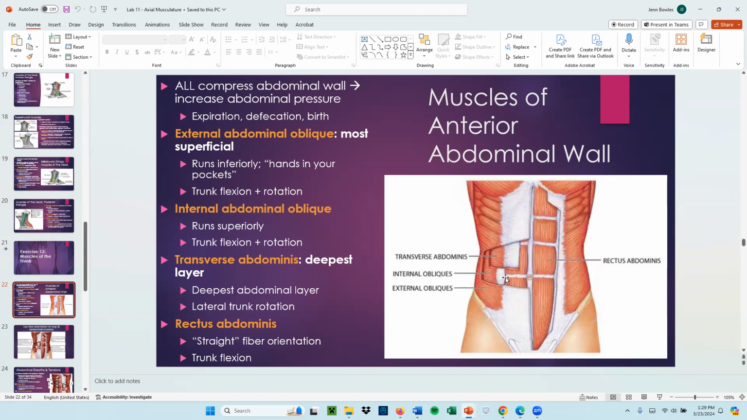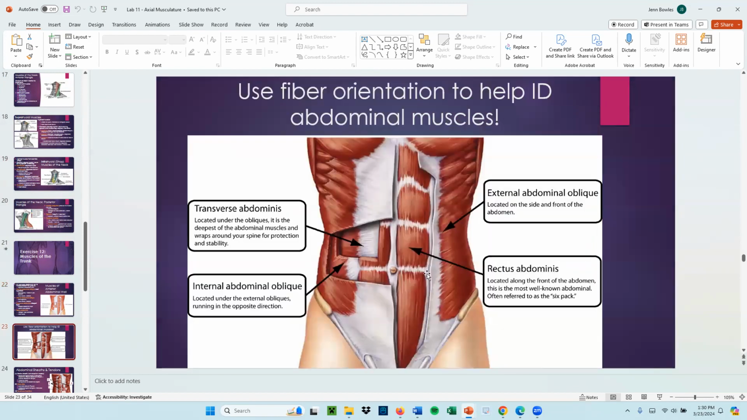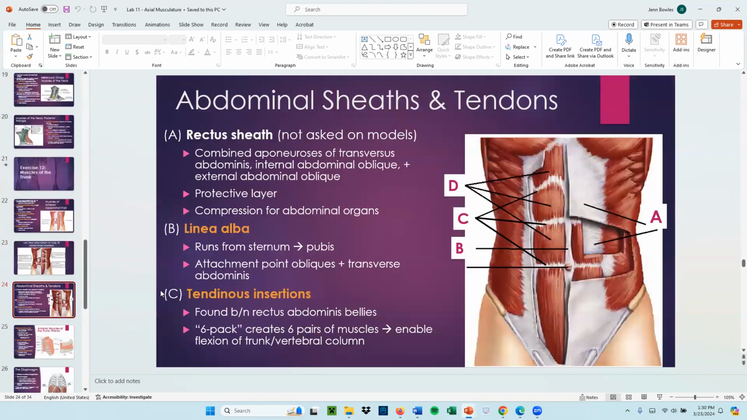So I'll show you in a second a model with a superficial side and a deep side so you can tell apart these layers. And then we have that deepest layer, which is transverse abdominis. These fibers are running transversely or horizontally. And of course, most people are familiar with the rectus abdominis. That is going to be on the superficial side of our model. But we've got this straight fiber orientation with tendinous insertions forming that six-pack. So in addition to the rectus abdominis, you do want to know tendinous insertions and linea alba, which is that white line along the midline of the abdominal wall.